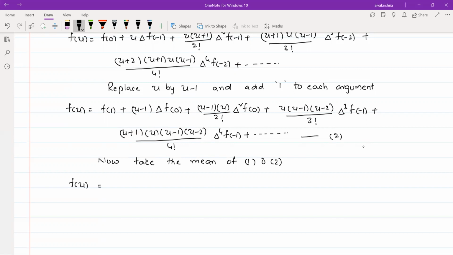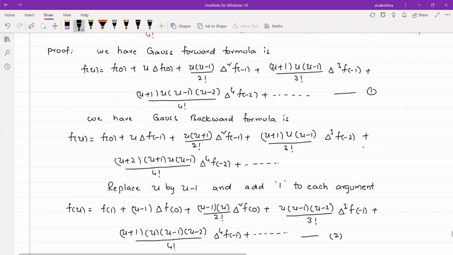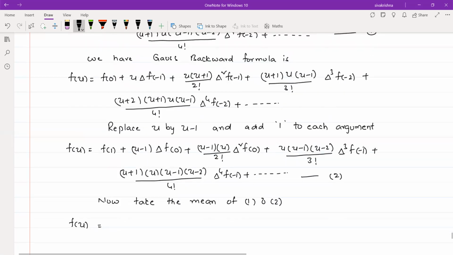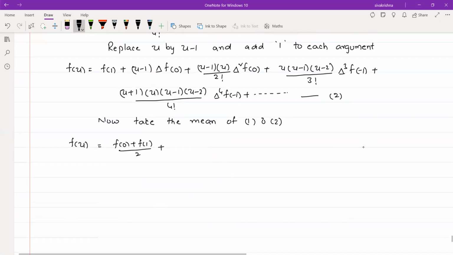Coming to the first terms on both the equations, the first term in equation 1 is f of 0 and the first term in equation 2 is f of 1. So that we get f of 0 plus f of 1 by 2. Okay, so this is the first term. Coming to the second terms, in equation 1 we have u into delta f of 0. Okay, so first you have to write u into delta f of 0, and in the second equation we have u minus 1 into delta f of 0. This is the second term, and we have to write by 2 since we are considering the mean of both the equations.